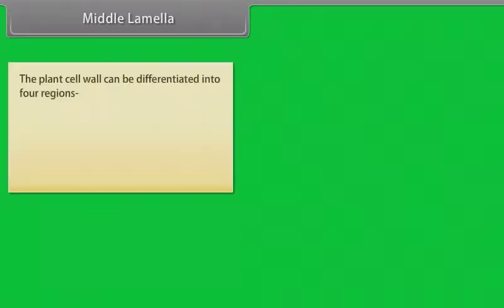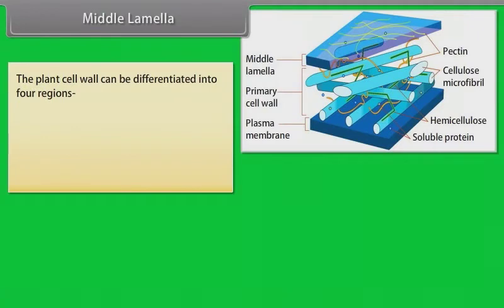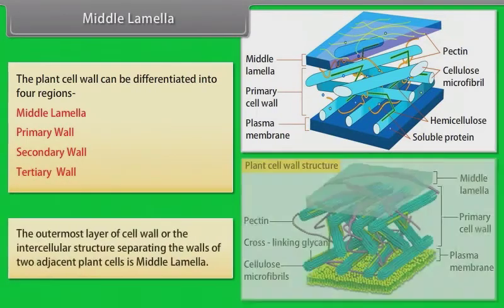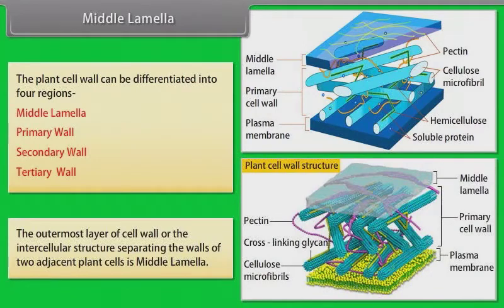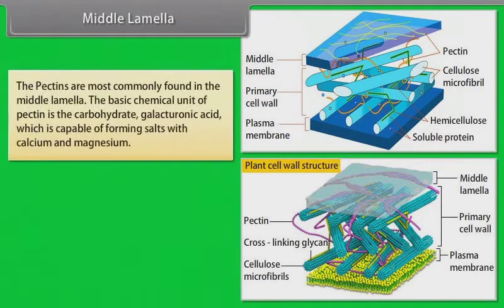Middle lamella. The plant cell wall can be differentiated into 4 regions: middle lamella, primary wall, secondary wall, tertiary wall. The outermost layer of cell wall, or the intercellular structure separating the walls of two adjacent plant cells, is the middle lamella. The pectins are most commonly found in the middle lamella.